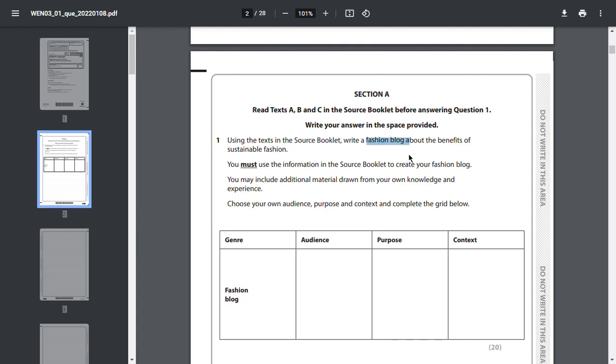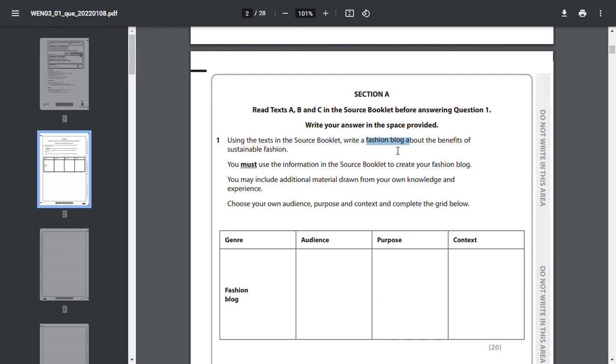So there are key words and key phrases that you as a candidate must be alive to, you must focus on. So this is a fashion blog. So you ask yourself, what are the conventions of a blog? This is not a political blog. It's not an environmental blog. It's a fashion blog. But of course, the bottom line is a blog.